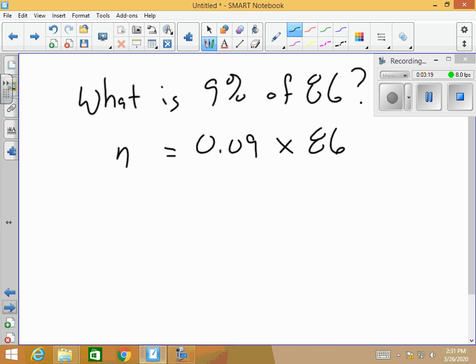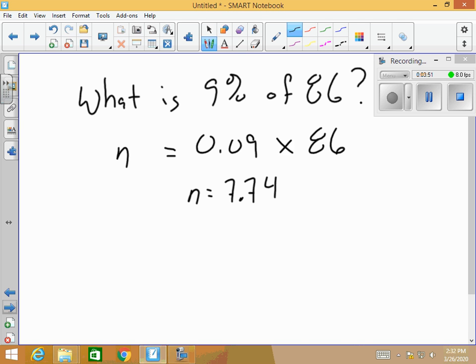That's the translation. So when your book says to translate, that's all you need to do. However, 0.09 times 86 does give us an answer. So you take 9 times 86, you get 774. 2 digits behind my decimal, which means 2 digits behind the decimal in my answer. And our problem turns out that N is 7 and 74 hundredths. So 7.74 is 9% of 86.